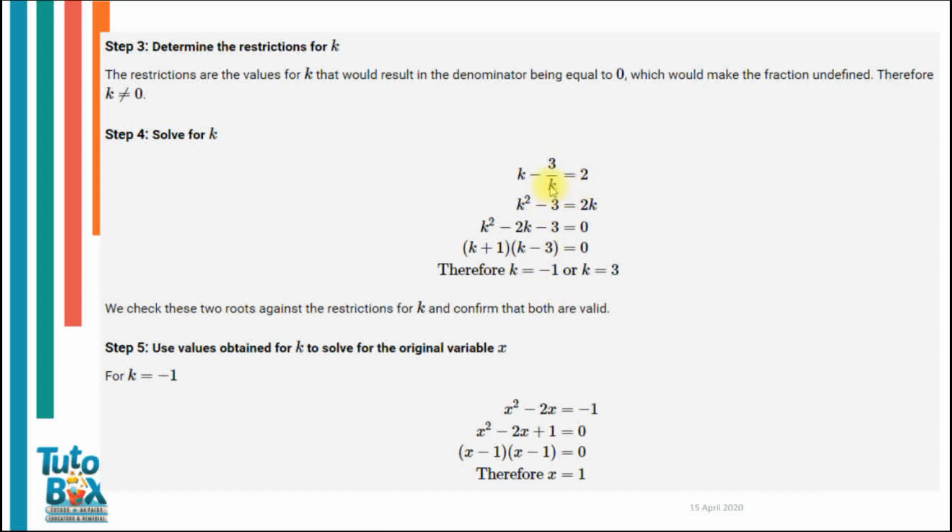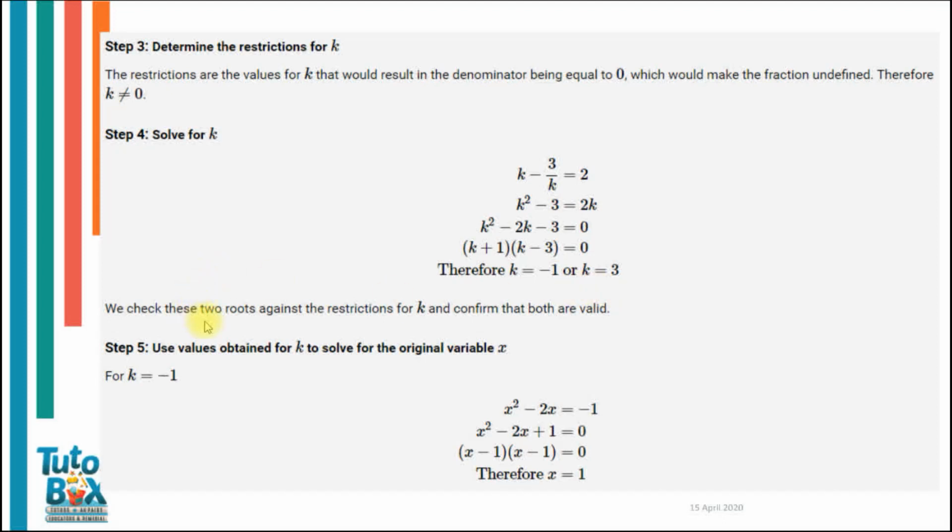You have k minus 3 over k is equal to 2. You can find the LCD, or because there's only one denominator, just multiply throughout with that denominator. So this will be k squared minus 3 is equal to 2k. You bring the 2k to this side, and it becomes a quadratic equation. So you get your factors: they multiply to give minus 3 and add to give minus 2. So that will be (k plus 1)(k minus 3) is equal to 0. Therefore, k is minus 1 or k is equal to 3.